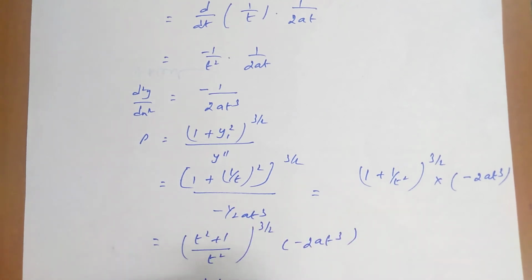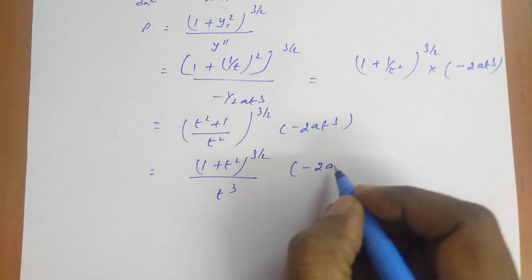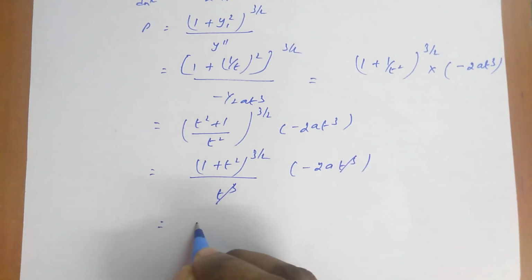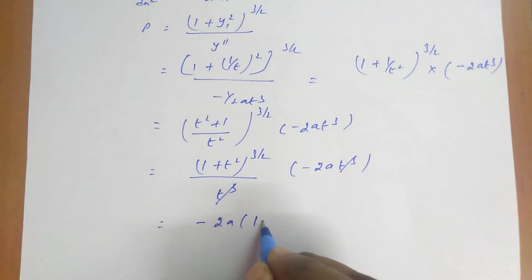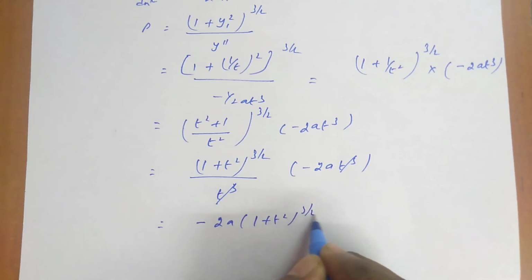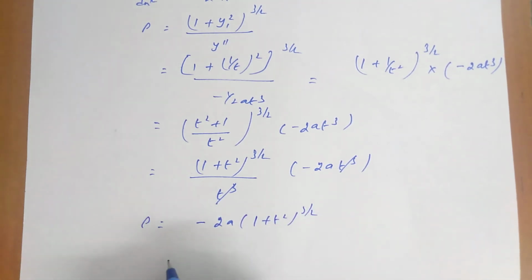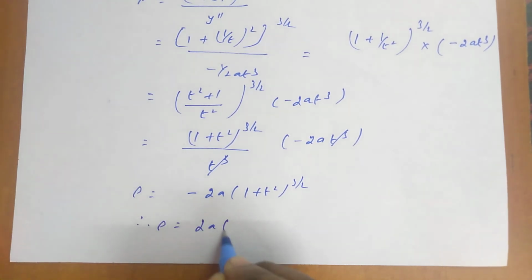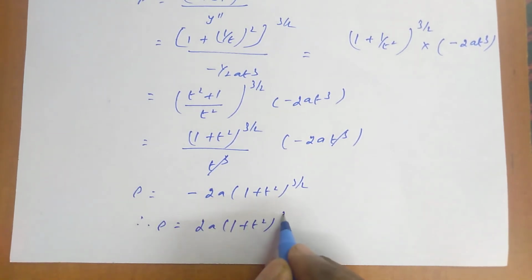That is 1 plus t square power 3 by 2 divided by t square power 3 by 2, that means t power 6 by 2, so t cube, into minus 2at cube. So we can cancel the t cube. So that is equal to minus 2a into 1 plus t square power 3 by 2. Rho is always a positive quantity. Therefore, the required rho answer is 2a into 1 plus t square whole power 3 by 2. This is the answer for the second one.